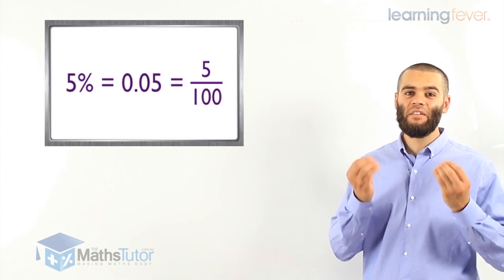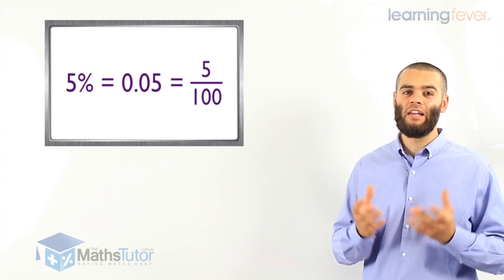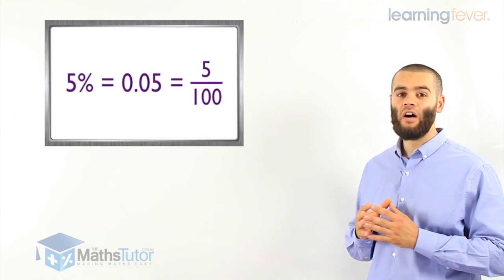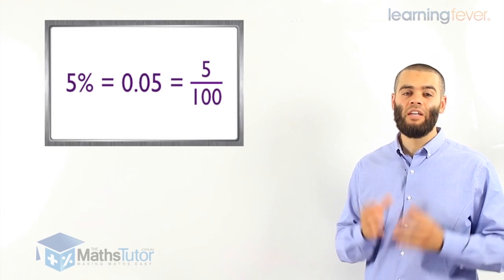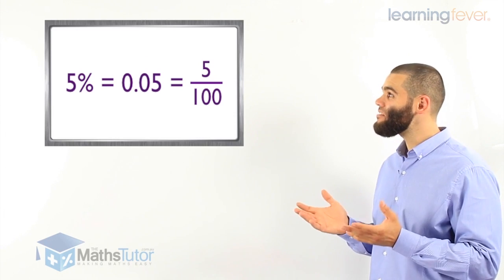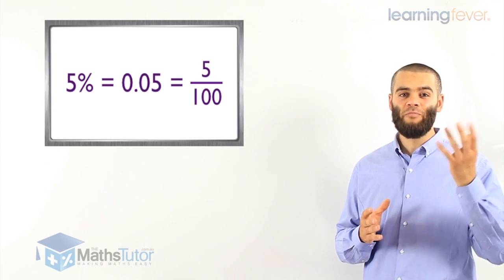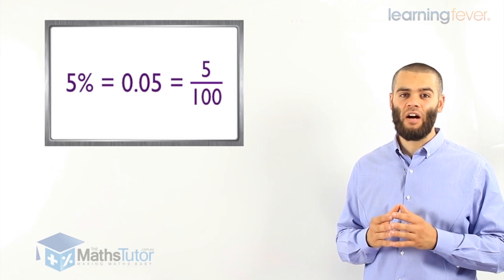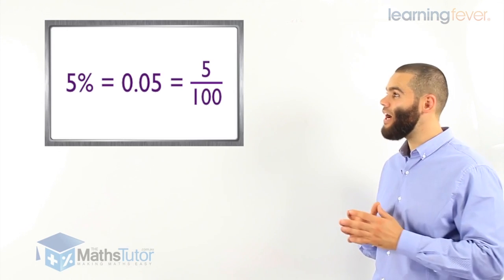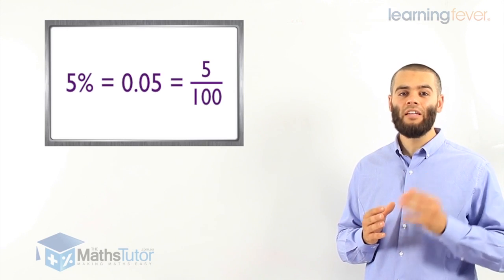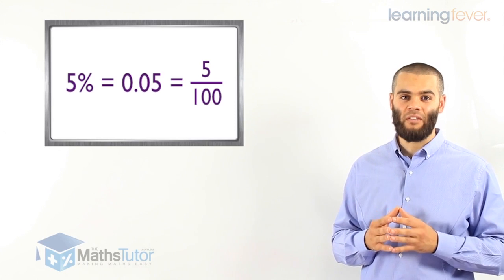It is exactly the same. It has the same value as 0.05 in decimal. It has the same value as 5 over 100 in fraction. So 5%, 0.05 and 5 over 100, they all are equal, but written differently.